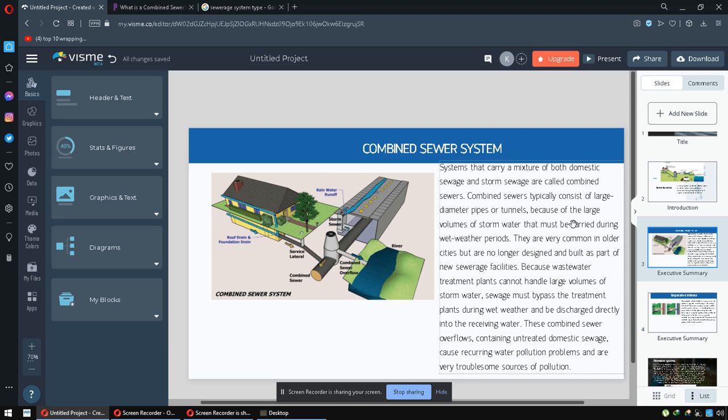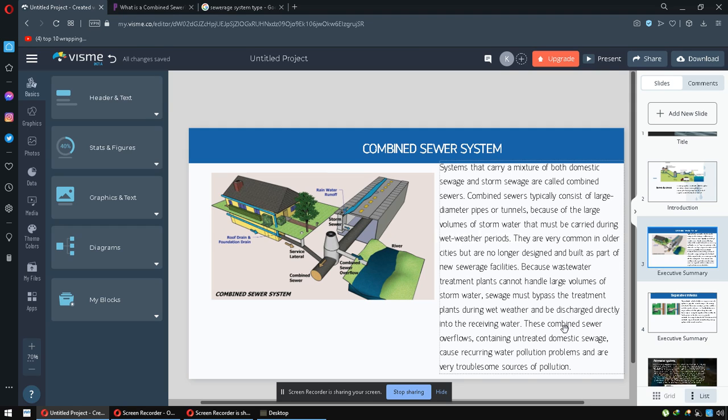Combined sewers typically consist of large diameter pipes or tunnels because of the large volumes of stormwater that must be carried during wet weather periods. They are very common in older cities but are no longer designed and built as part of new sewerage facilities. It's because wastewater treatment plants cannot handle large volumes of storm water.